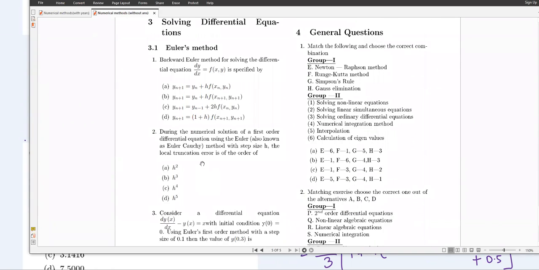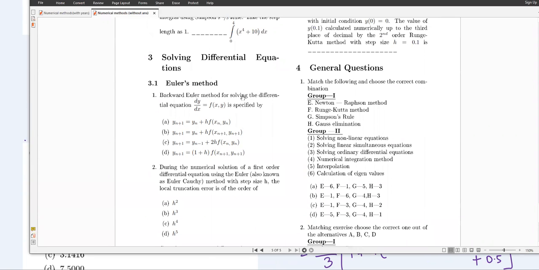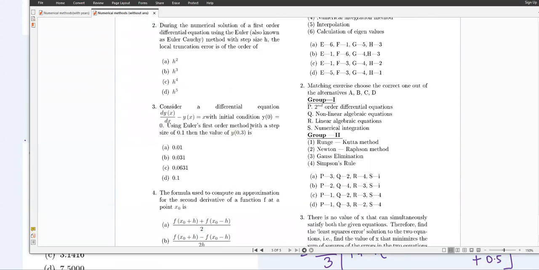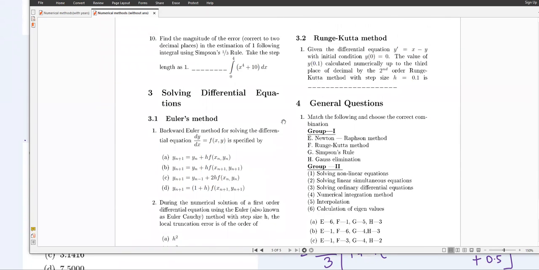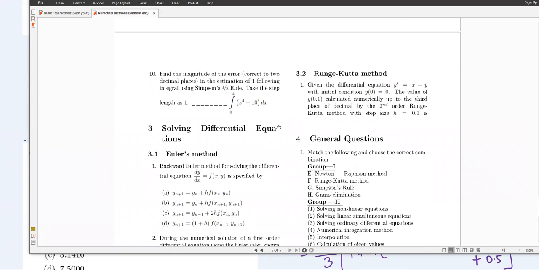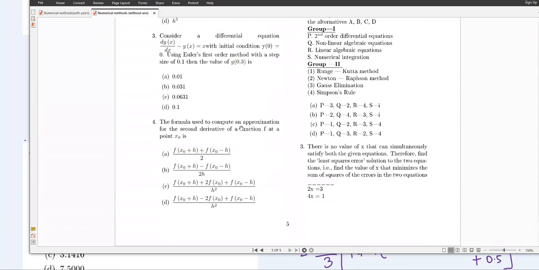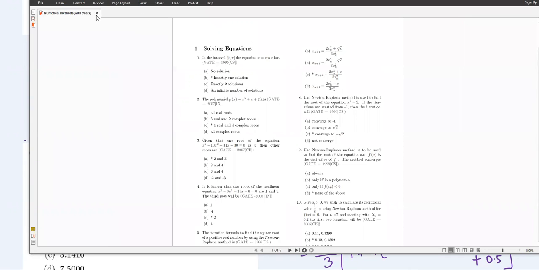On Tuesday, I will take a class. Tomorrow, I'll not be able to take a class. On Tuesday, I will take a class on solving differential equations numerically. So we have Euler's method and Runge-Kutta method. These are the two, and we'll solve some problems. Okay, thank you.